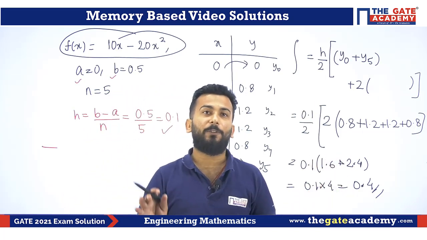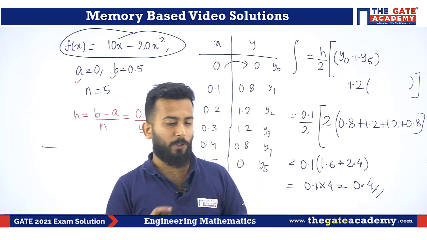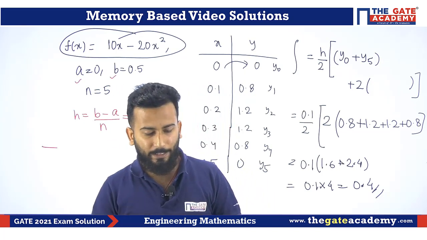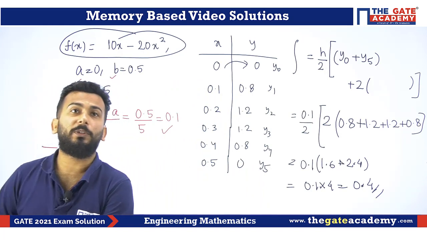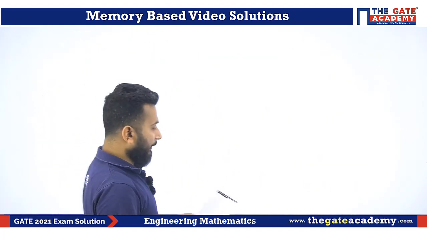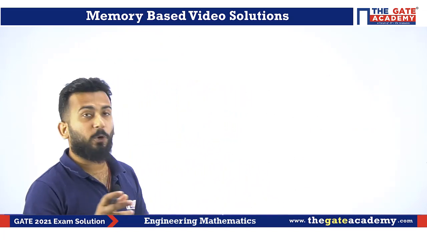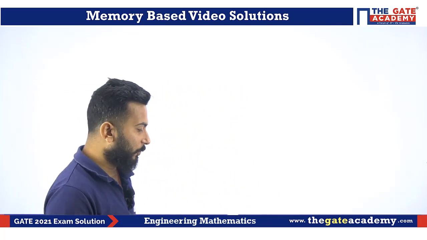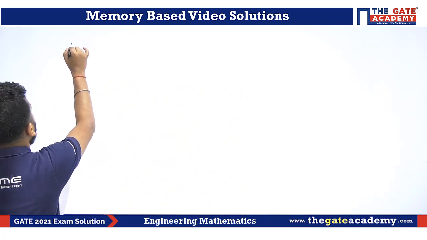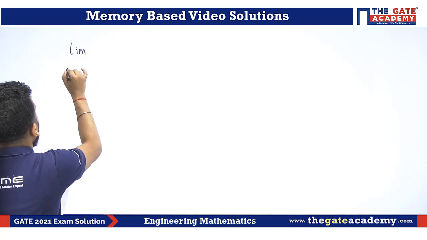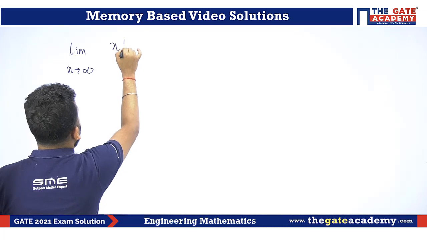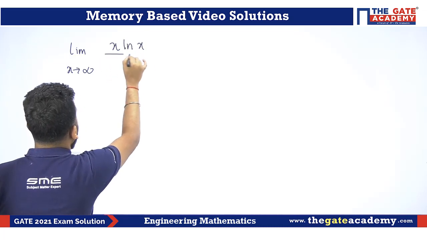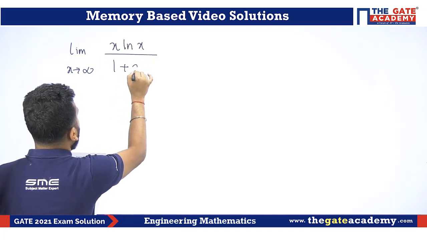Again, a very straightforward question. Till now, every question that I found is pretty straightforward. Now, let's move on to the next question. The next question that I am getting is from limit. Again, in the forenoon session it was asked. Again, here it has also been asked. The question is something like this: limit x tends to infinity, x ln x divided by 1 plus x square.